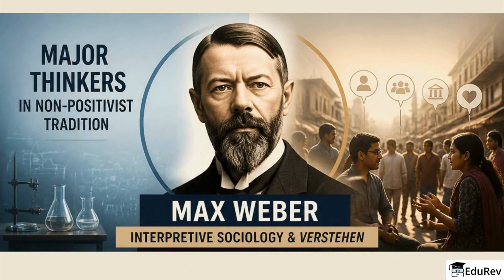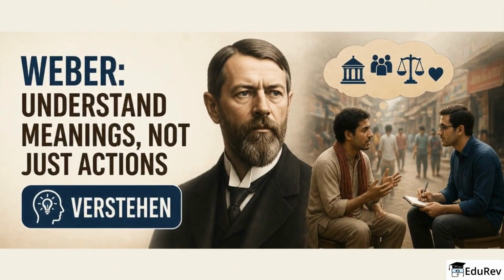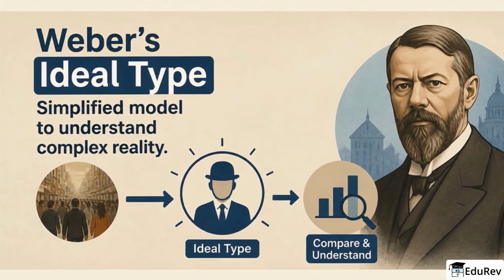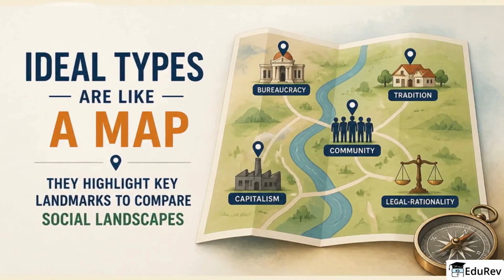Major thinkers helped shape this tradition, with Max Weber at the center for Interpretative Sociology and Verstehen. Weber asked researchers to grasp actors' subjective meanings, a method known as Verstehen, to understand social action from within. He also developed the ideal type as an analytic tool to clarify complex social phenomena by creating a simplified model for comparison. Compare ideal types to a map that highlights key landmarks so you can compare different social landscapes more clearly.